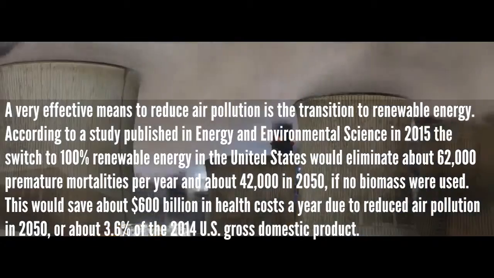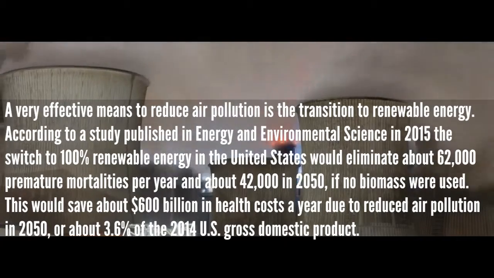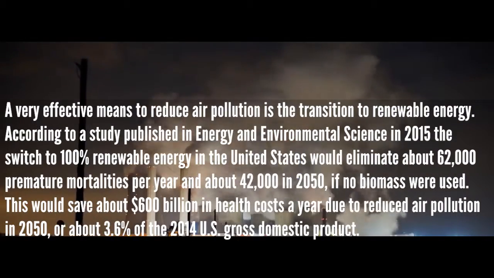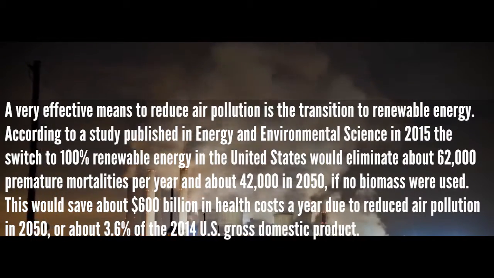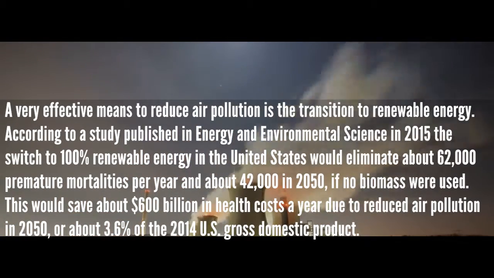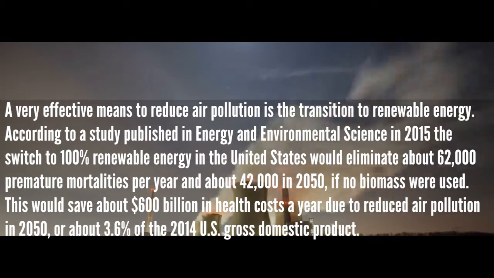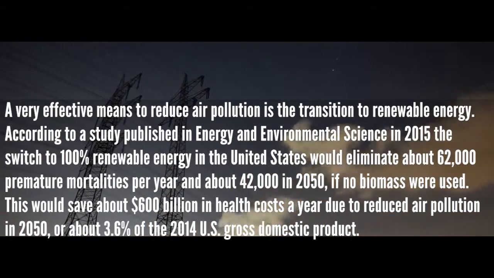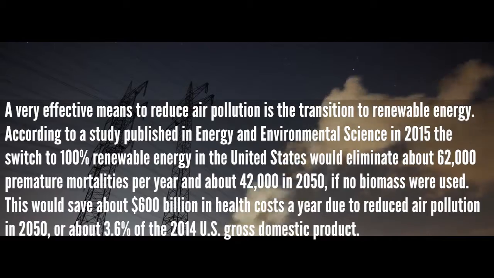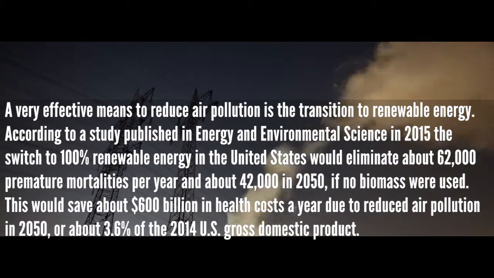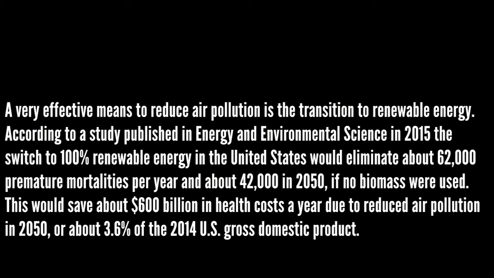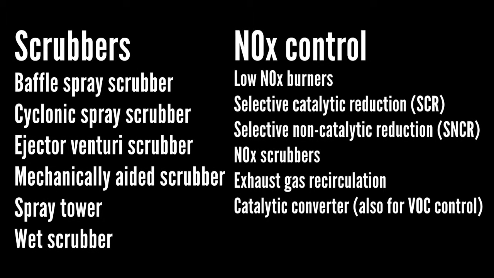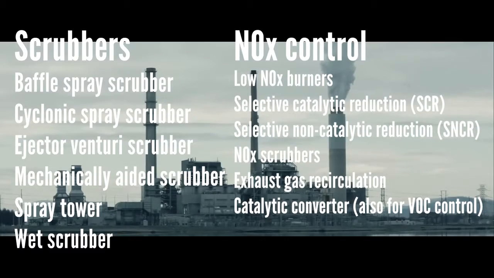A very effective means to reduce air pollution is the transition to renewable energy. According to a study published in Energy and Environmental Science in 2015, the switch to 100% renewable energy in the United States would eliminate about 62,000 premature mortalities per year and about 42,000 in 2050, if no biomass were used. This would save about $600 billion in health costs a year due to reduced air pollution in 2050, or about 3.6% of the 2014 U.S. gross domestic product. The following items are commonly used as pollution control devices in industry and transportation.